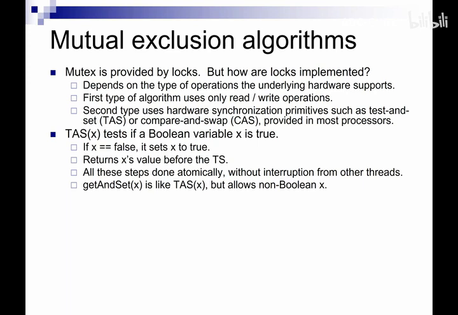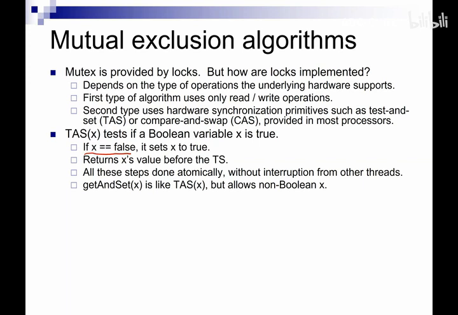Suppose that x is initially false. Then if you do test and set, you get back a response which is false because currently x is false, and furthermore x gets set to true. So this test and set does two things. It tells you x's current value, and it sets x to true. And it does both steps atomically.